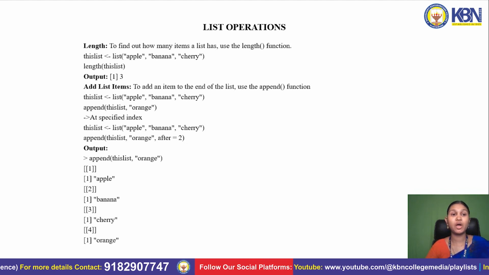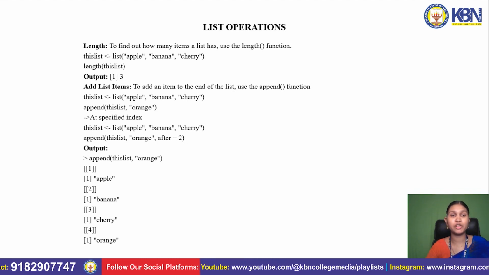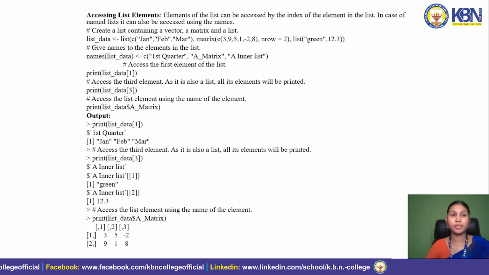Now I want to add elements to the list. Particularly, you use the append function only. Append means whenever you give any new element, the element is added after the last element. Another advantage is that you can add an element at a particular index, by using the after equal to 2 condition, and then it will be printed.